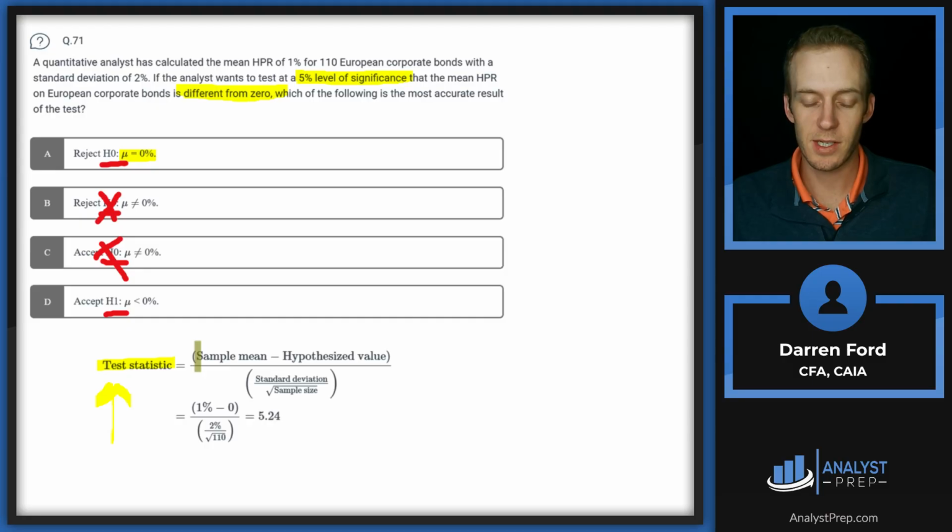To calculate that test statistic, it's the sample mean minus our hypothesized value. Our sample mean is this holding period return of 1%, and we're testing it against 0, which is our hypothesized value. Then in the denominator, we have the standard deviation divided by the square root of sample size. Standard deviation is given at 2%. Sample size is 110 bonds, so we'll take the square root of that. We work that through and get 5.24, which is above our critical value, meaning that we will A, reject the null, and conclude that our return is different than 0.